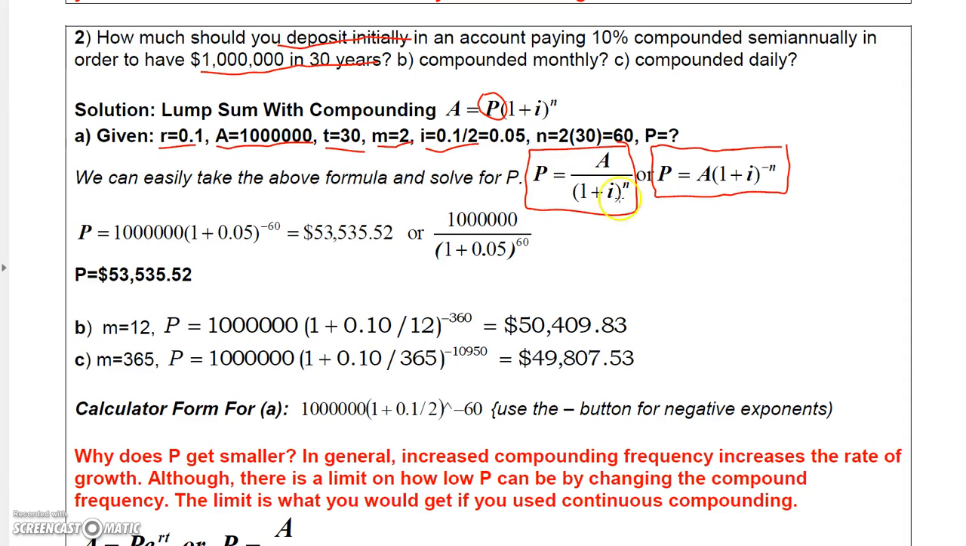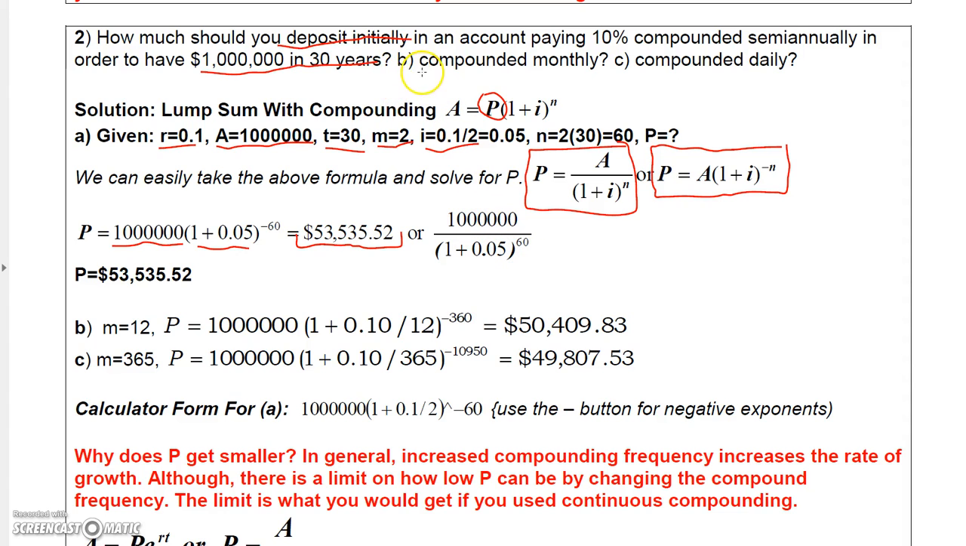So if we put all that into one of these formulas, I use the second formula first here. So if we put the amount, which is $1 million, in here, and then 1 plus i, remember i was 0.05, so I have 1 plus 0.05 raised to the negative n, which would be negative 60, and then I'm going to get $53,535.52. And this is just another way to do it. If you want to use that first formula, when you divide, you use a positive exponent in the denominator.